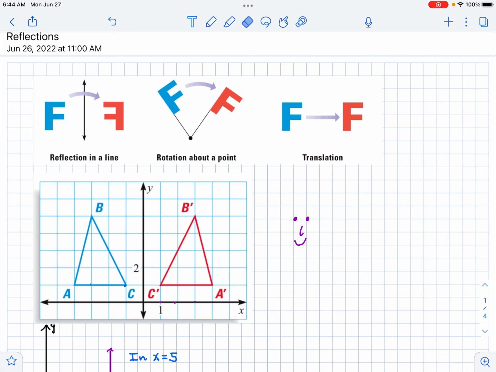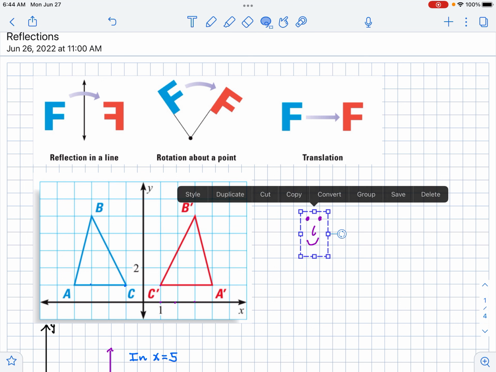We're going to start a study now into transformations. Now, to help you understand what a transformation is, consider this little smiley down here. Notice I could move this over to the left or to the right, to the left, up, down, diagonally. And that's a type of a transformation. That's called a translation.